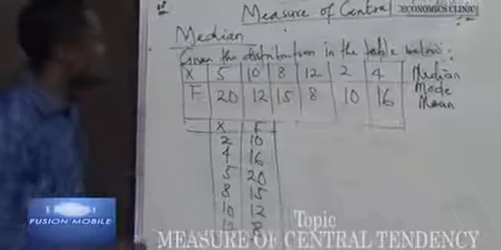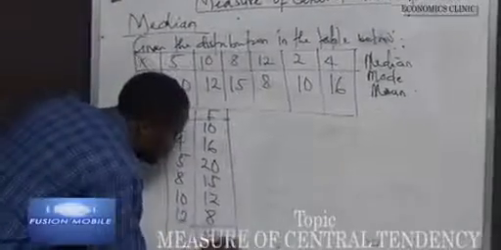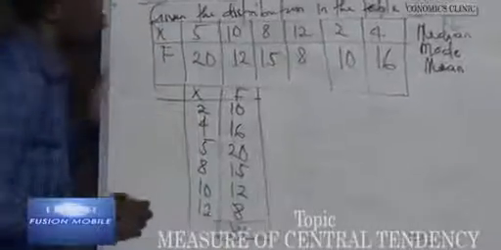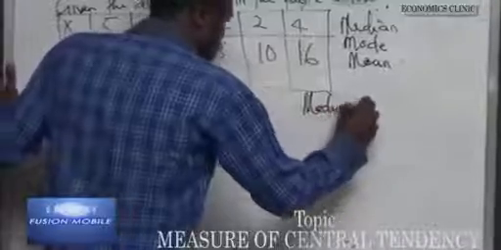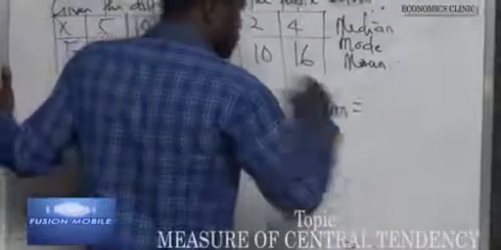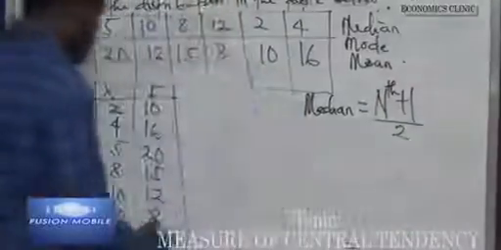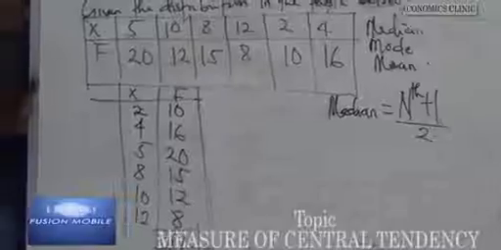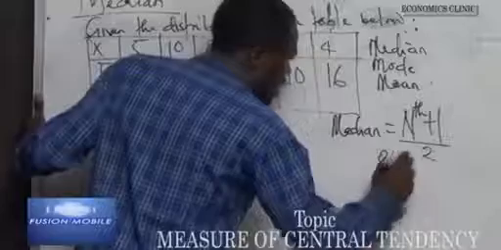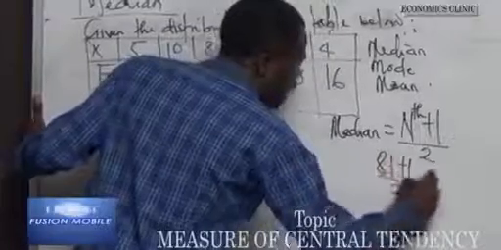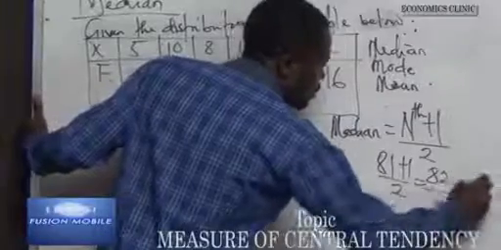When we have a question like this, we add all the frequencies, and by the time we add it, we have 81. So what we do is go to the formula which says median equals (n + 1) divided by 2 in the case of an odd number. Our n here is 81, so we have 81 plus 1 divided by 2, so we have 82 divided by 2, which is the 41st position.